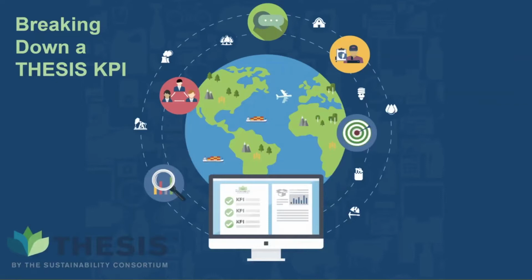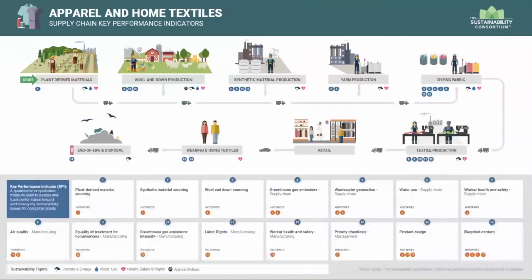Today, we're going to break down a Thesis key performance indicator, or simply KPI. Thesis KPIs provide a definitive way to identify social and environmental risks, unlock opportunities, and showcase sustainability performance results of consumer goods. You are currently viewing a supply chain diagram for apparel and home textiles. This simplified diagram maps each KPI to its relevant supply chain stage.